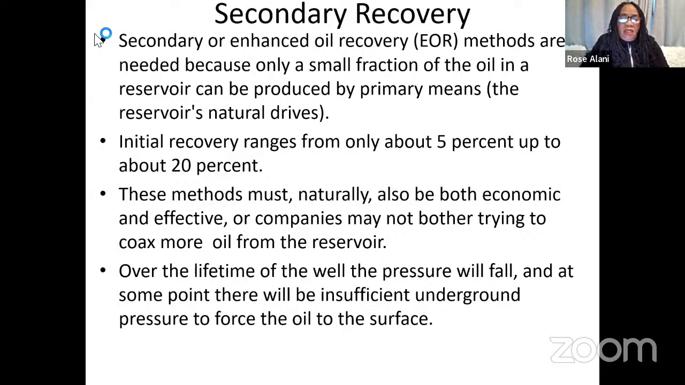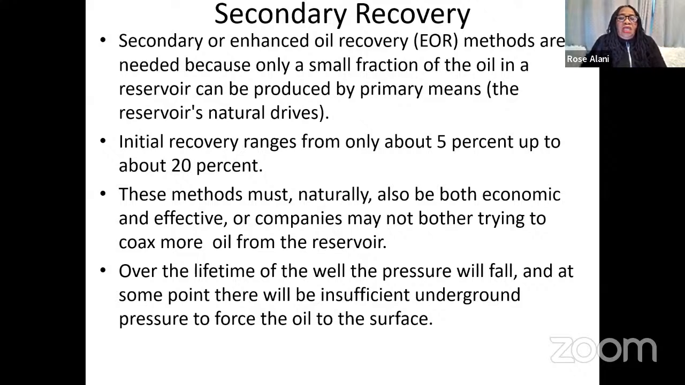So this method is an enhanced recovery method that is needed because only a small fraction of the oil in the reservoir can be produced by the primary method that we just described, that is, having pressure on its own that is forcing it out. So the rest, 80%, is still there inside the reservoir. So you still need to bring it out. So in this case, it's an enhancement method that is used to force the oil out.